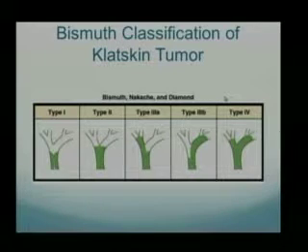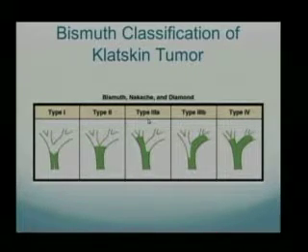So this is the Bismuth classification for the Klatskin tumors. The important thing is type 1: it involves up to the bifurcation but does not involve the bifurcation. Type 2 involves the bifurcation but doesn't go into the primary biliary radicals.